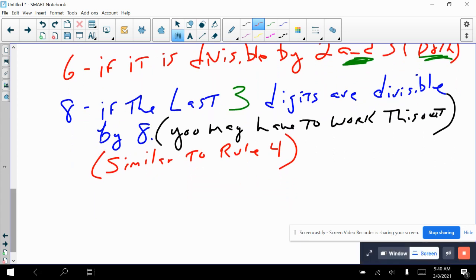Okay, rule 8: if the last 3 digits are divisible by 8. Again, this is probably the most common one that you have to work out, because there are 3 digits there. Unlike 4, where you use the last 2 digits. That's just kind of knowing your facts, truly.